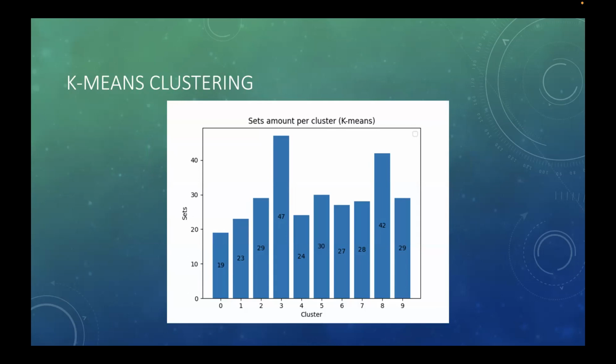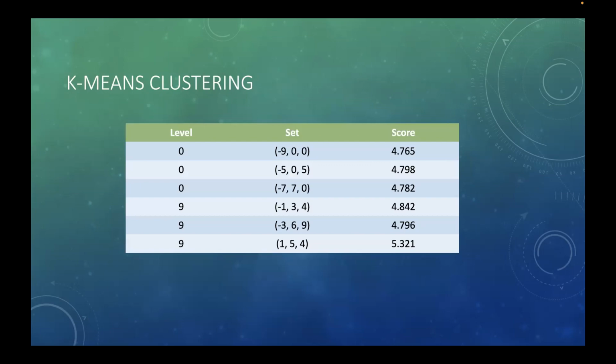Examples of sets from levels 0 and 9 are shown in the table. It can be seen that examples from the first level contain zeros, like the examples from the highest level. It indicates that equations with omitted parameters are comparatively easier to solve.